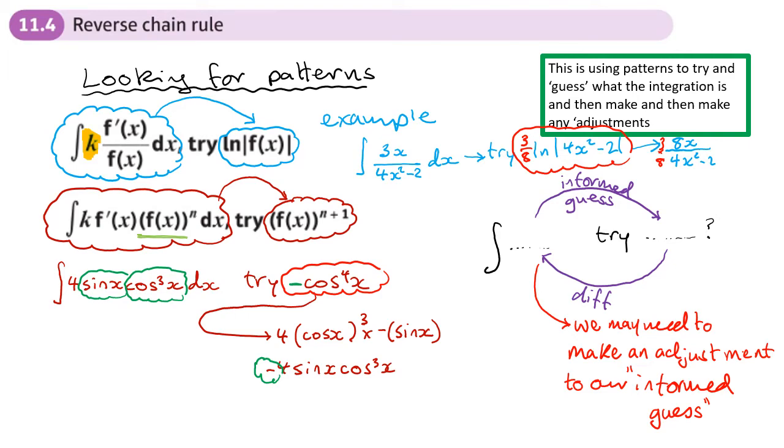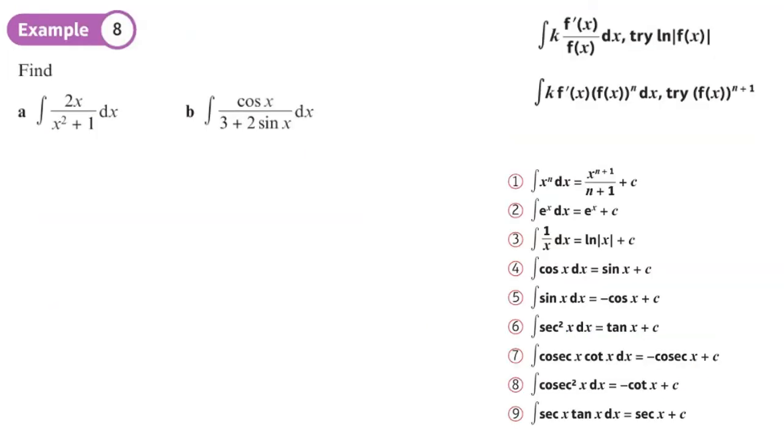We're looking for patterns. So it's all about deciding which pattern it fits. For A, I think that fits the f dash of x over f of x pattern, because I'll get the right thing at the top. So I'm going to try, and you should always write down what you're trying, log of the bottom. Don't forget the modulus. So log of modulus x squared plus 1.